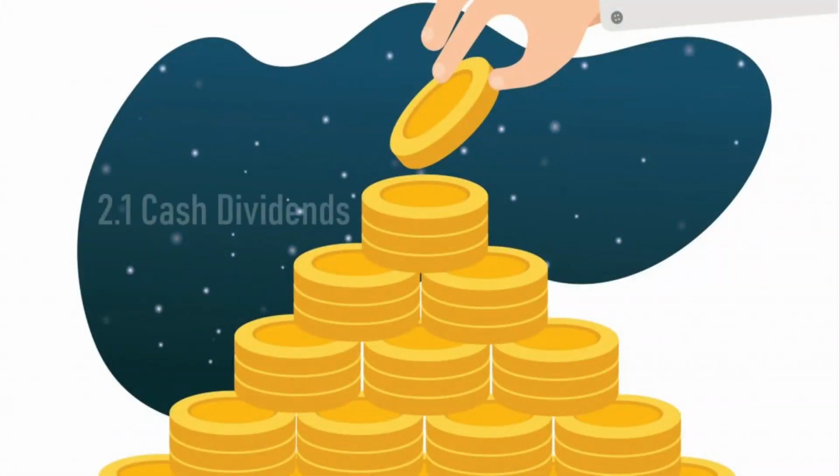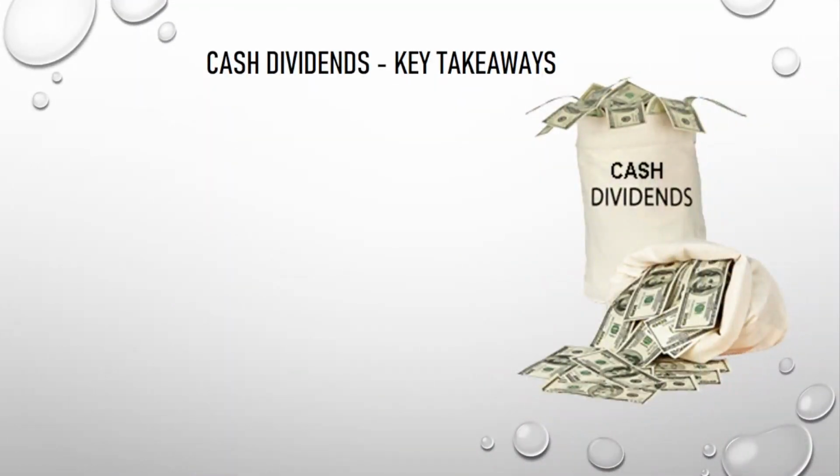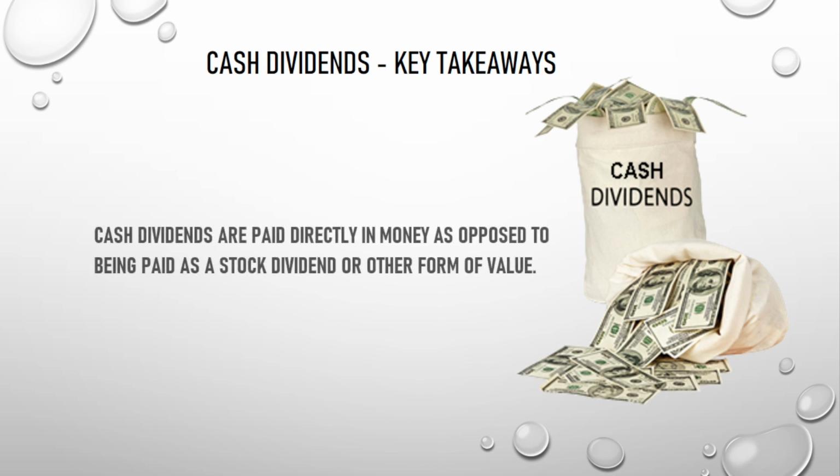Now we can see what is a cash dividend. A cash dividend is a distribution of funds or money paid to the shareholders, generally as a part of the corporate current earnings or the accumulated profit. The cash dividends are paid directly in money as opposed to being a stock dividend or another form of value. The stockbroker offers a choice to reinvest or accept the cash dividend.